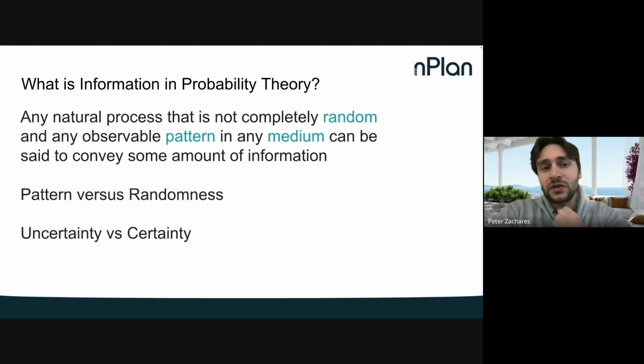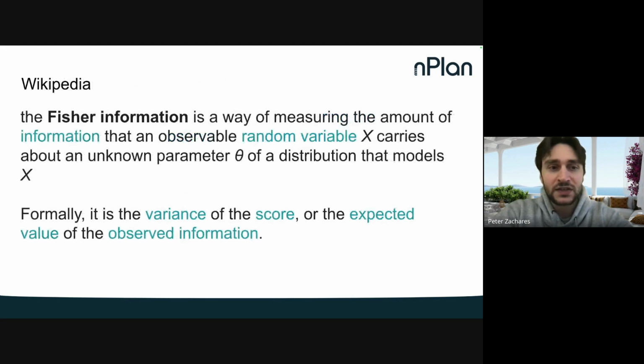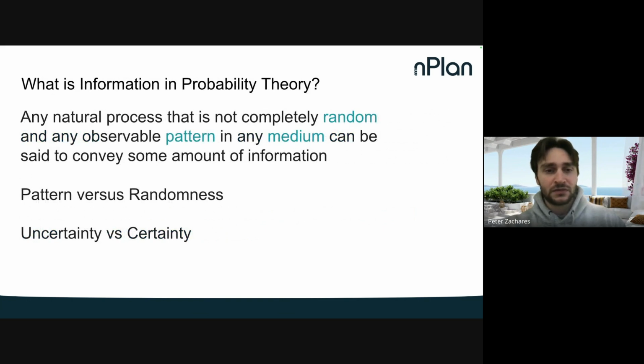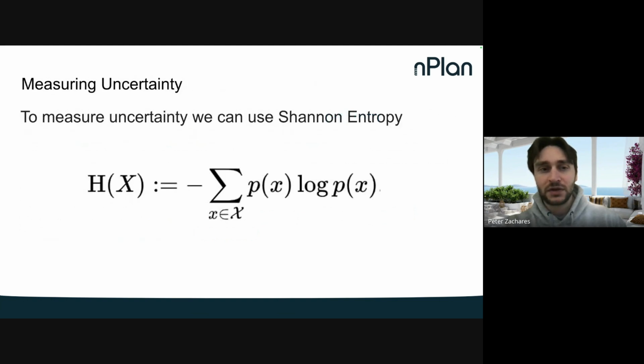So in terms of Fisher information, what it's really saying is, when it's measuring the amount of information that an observable random variable X carries about an unknown parameter theta, it's saying how certain can we be about theta given the probability distribution that it's modeling? And we'll go into that, because if I were to hear that for the first time, I find it a bit confusing.